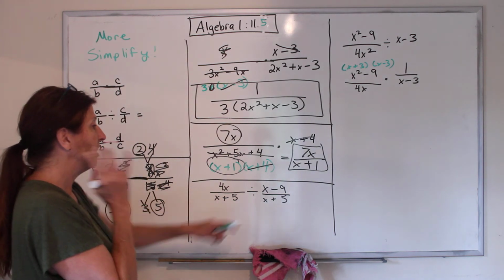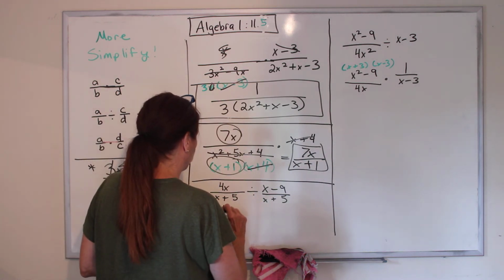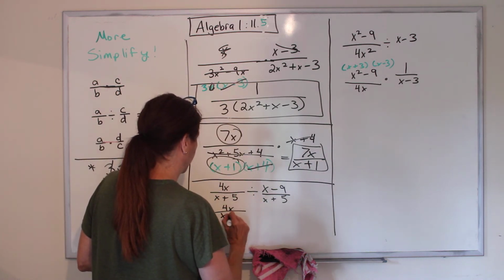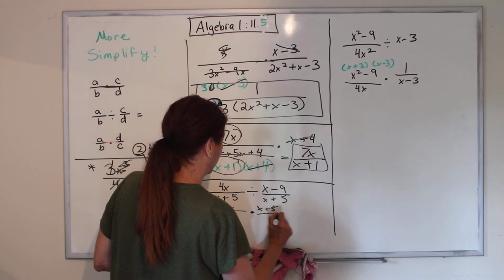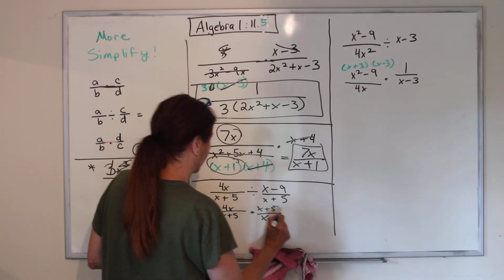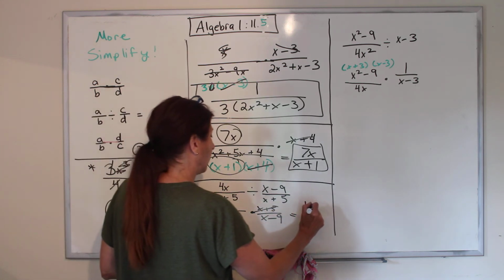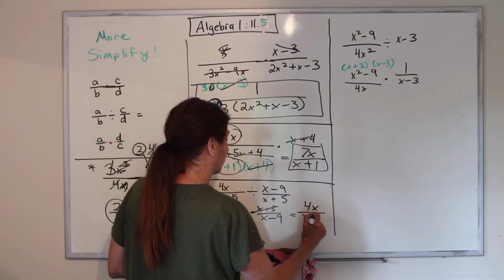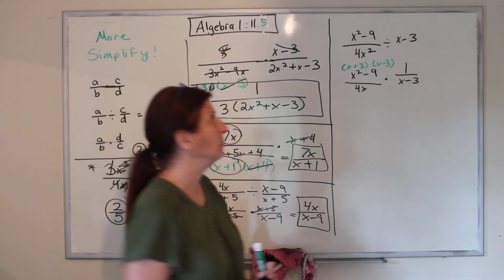Okay, how about this one? It's divide. So what I have to do first is flip it. 4x over x plus 5 times x plus 5 over x minus 9. Well, what happens to those? They cancel out. What's left? 4x over x minus 9. I don't think they're terrible, do you?